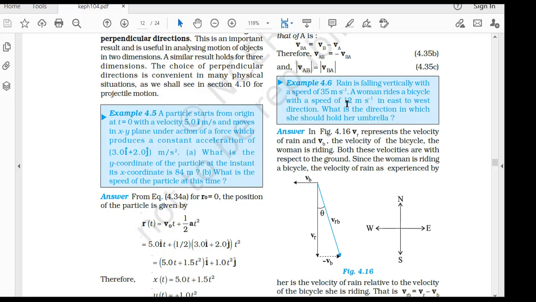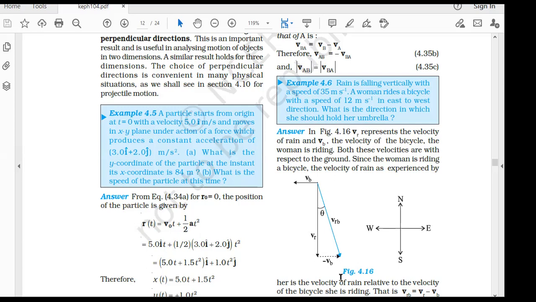Okay, I will keep waiting until somebody answers. Type 2, sir. Type 2, why? And nobody knows why it is type 2. So rain is being pulled due to gravity, whereas the woman is moving because of the bicycle in the other direction. So that means the forces are acting on two different objects, which means we said it is type 2.